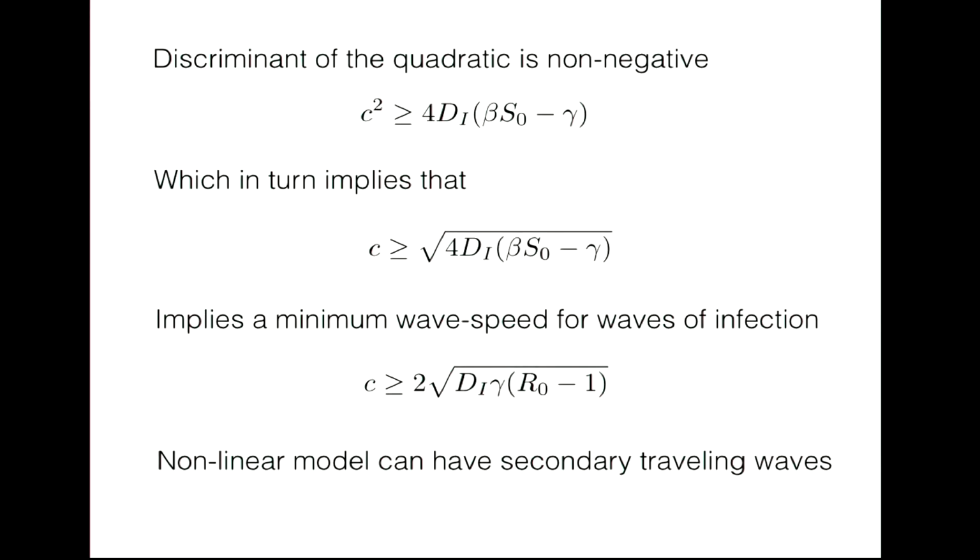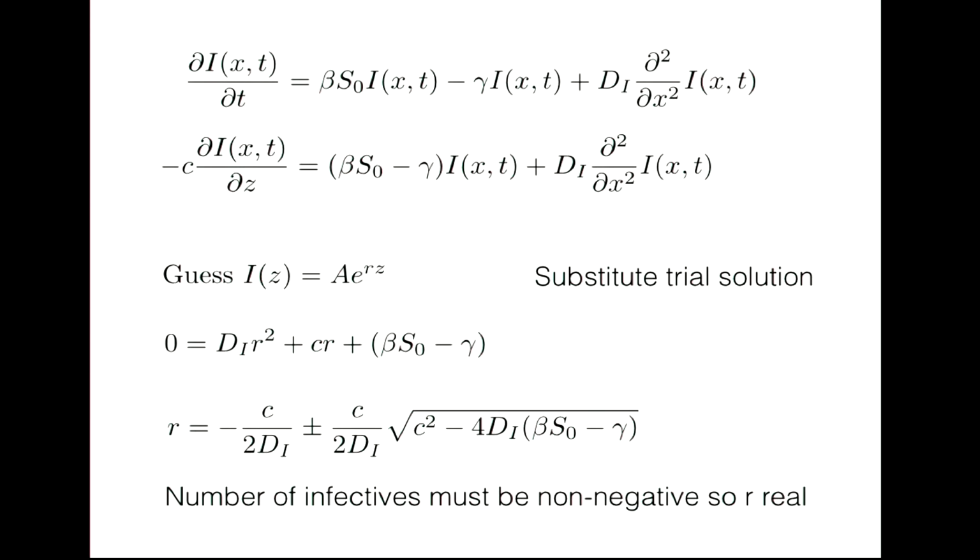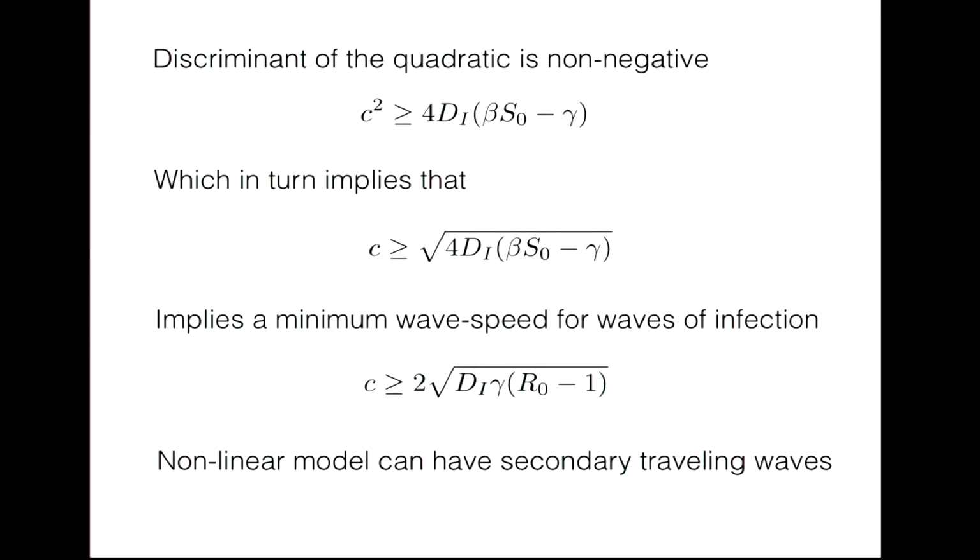If I sort that out, go back here, look at that discriminant again, what this means is that c squared, where c is the wave speed, should be greater than or equal to 4 Di times beta S naught minus gamma. So this implies that c is itself greater than the square root of this thing, and this implies that there is a minimum wave speed for waves of infection. And that form, if you sort out the values of beta S naught, gamma, etc., is twice the square root of Di times gamma times R naught minus 1. So here you can see that R naught has to be greater than 1. If it was not, then this would be imaginary, because this would be a number that is less than zero.